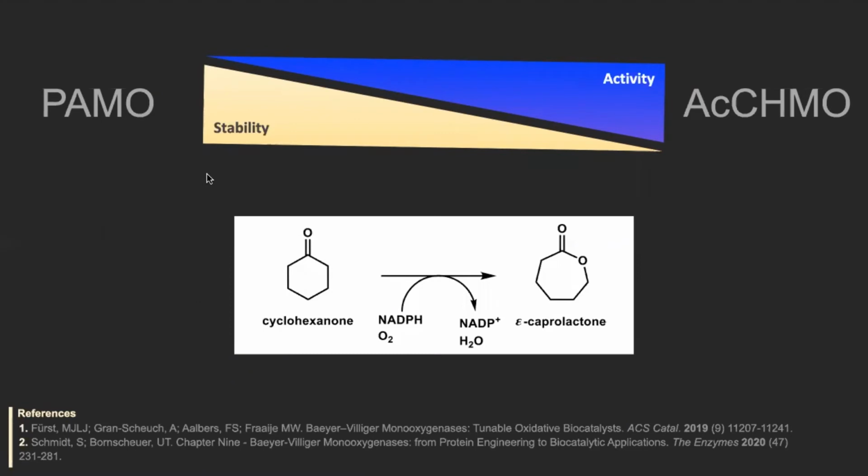So again, there were a lot of studies trying to understand what features in PAMO give the stability at high temperature and also in the presence of solvents, and to transfer this feature to the scaffold of CHMO. However, no work so far has been capable of reaching the 60 degrees melting temperature of PAMO, but only a few degrees of improvement.